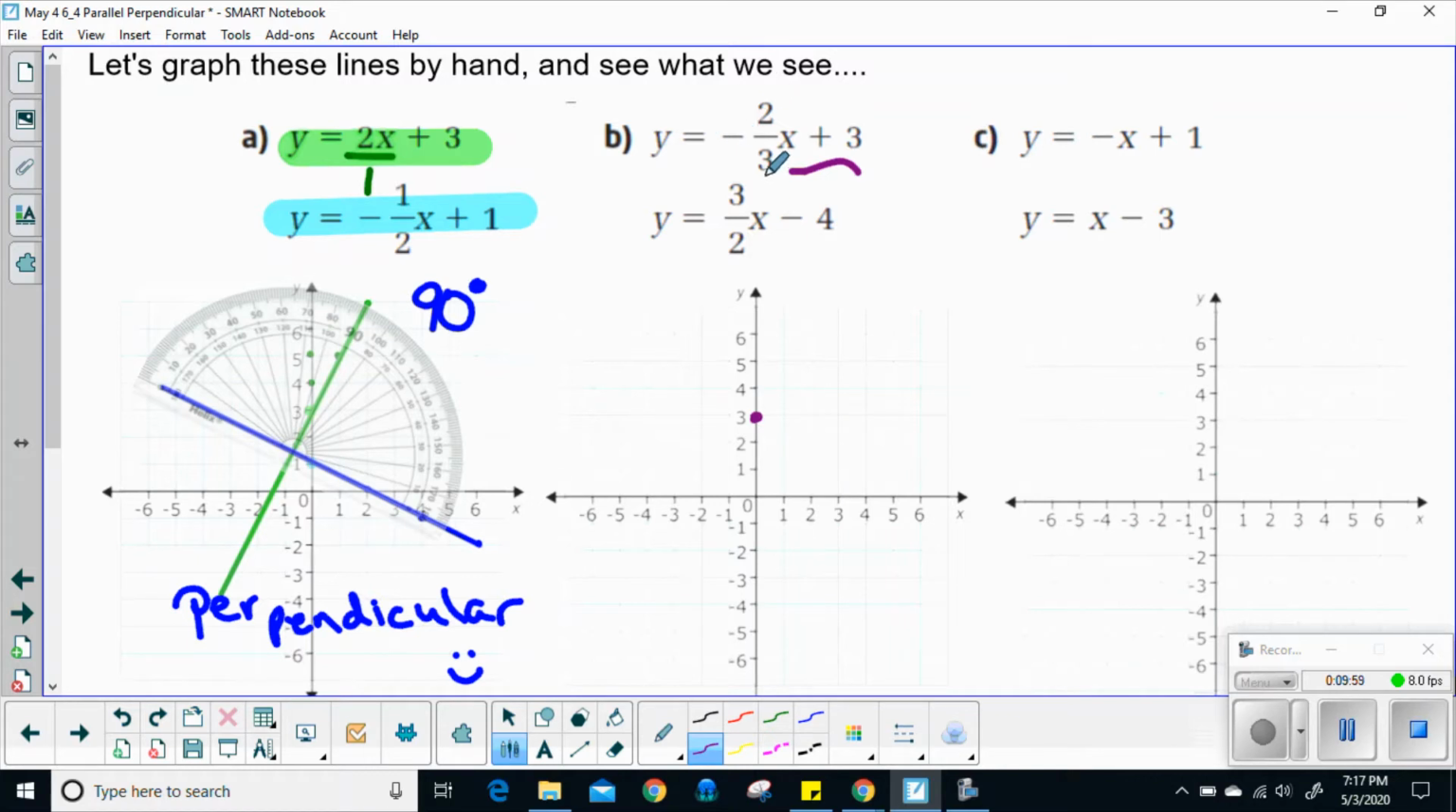There's my rise, there's my run. So I'm going to go down 2, right 3. There's a dot. Down 2, right 3. There's a dot. And then we make our line. Okay, and let's do our next line.